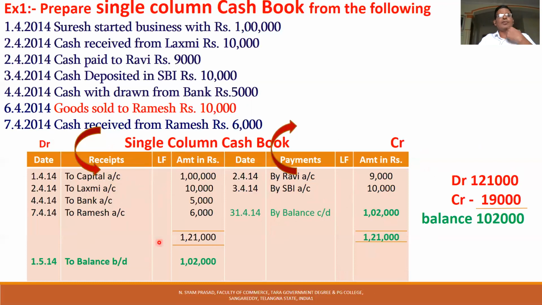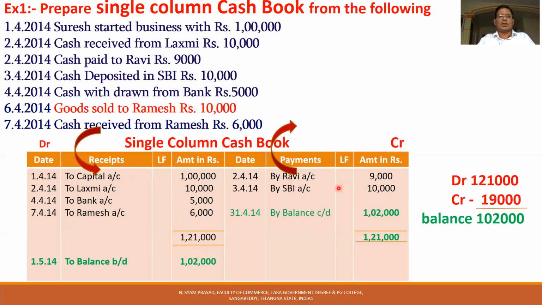So on the receipt side, 4 receipts are there. You have to understand, no journal entry is required. Simply 4 receipts are there. We received cash from Suresh Capital. We received cash from Lakshmi. We received cash from bank. We received cash from Ramesh. 4 transactions on the debit side. We paid to Ravi 9,000. We paid into SBI Bank 10,000. So this is very easy to understand. 4 transactions receipts, 2 transactions payments.